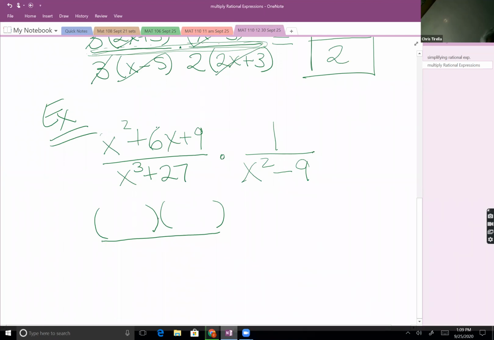X squared is x times x. The signs are the same, both positive. 9, if I think of it as 3 times 3, when I look at my outer and inner, it'll give me the 6x back.